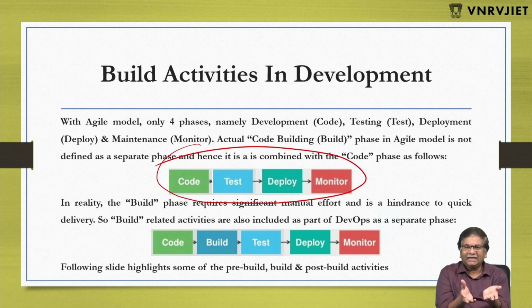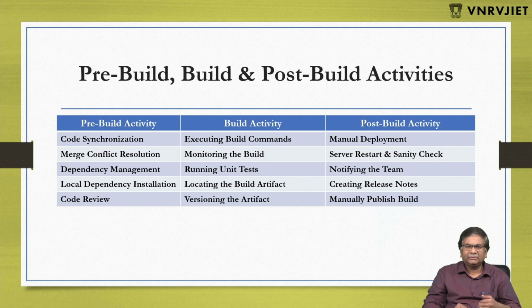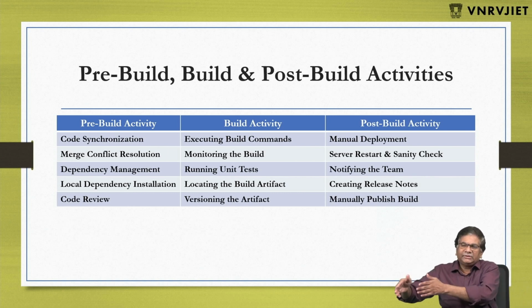So original agile only defines 4 phases apart from analysis and design. It defines only 4 phases: code, test, deploy, and monitor. But DevOps adds this build phase. So let's see what the build phase is. Now build has 3 aspects to it: the activities that happen before building, during the build process, and post building.